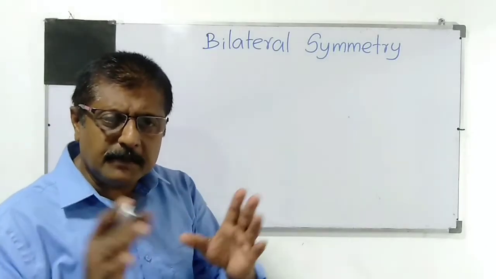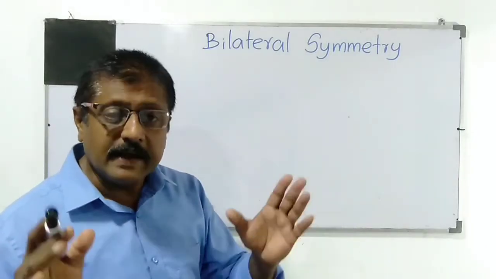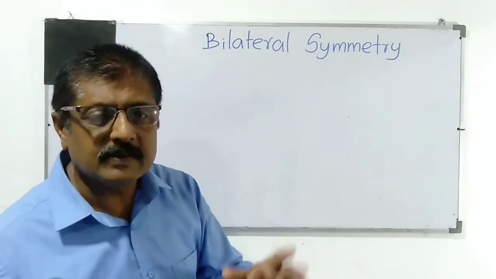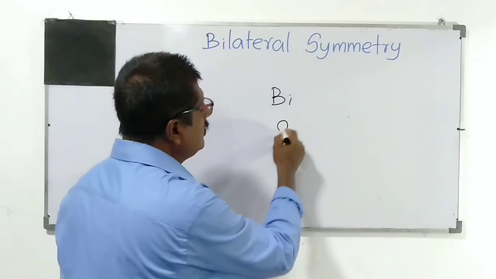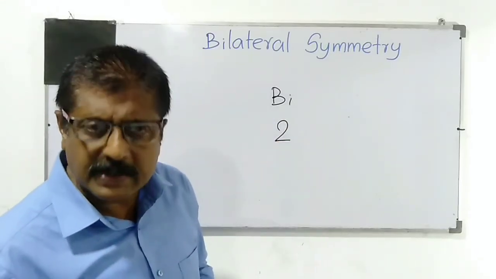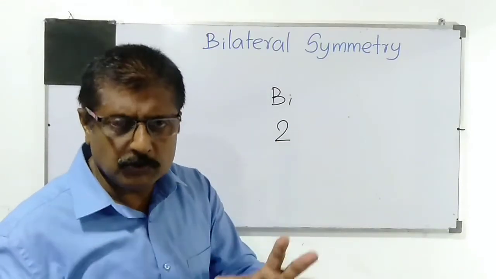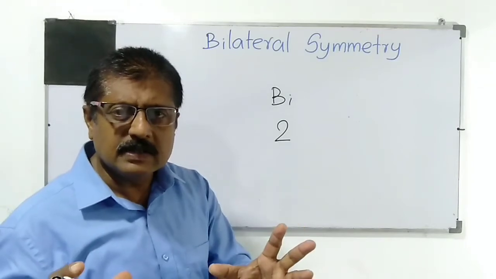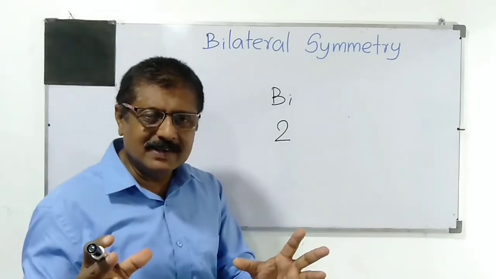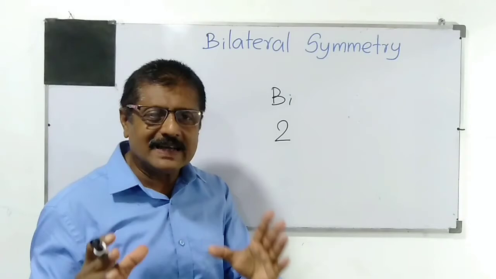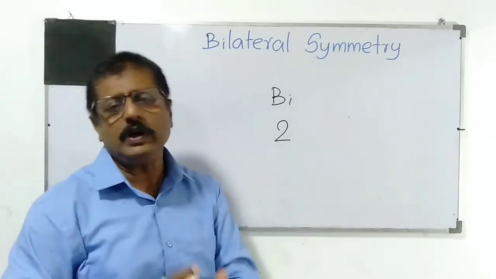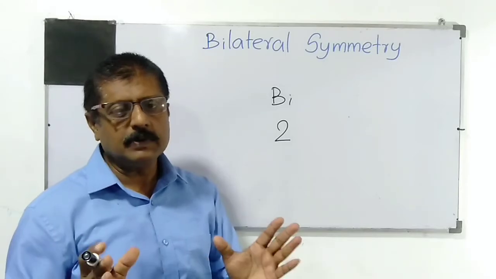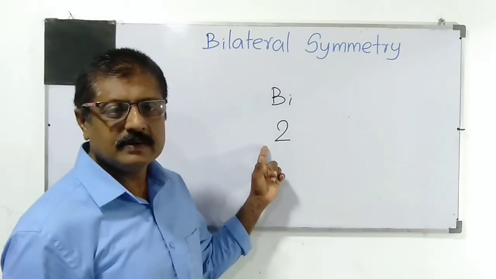Bilateral. We can break up this word into parts and analyze what it means. What is bi? Bi means two. Now you all know there is a small vehicle which has two wheels. Bicycle. Bi means two. Cycle means wheel. Thereby we can understand that bi is two.